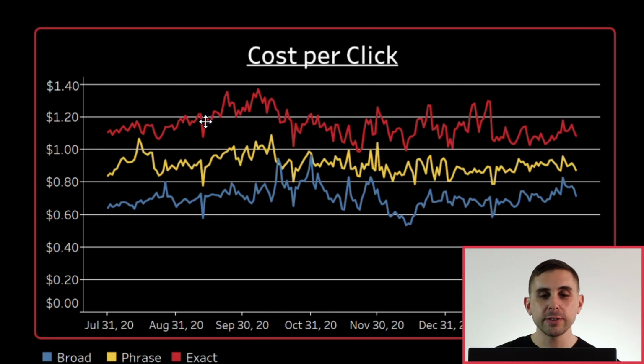All right, next we have the average cost per click, and you can see that the average cost per click in general for exact match is much higher than broad match, about 40 to 45% higher, generally speaking, with phrase match being somewhere in the middle.